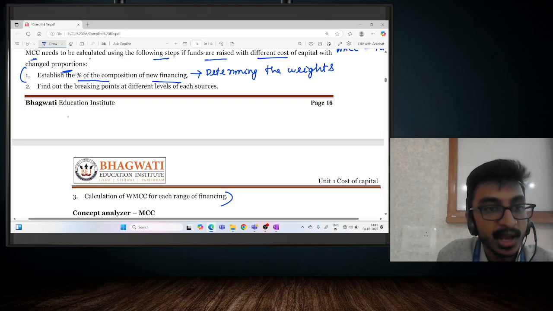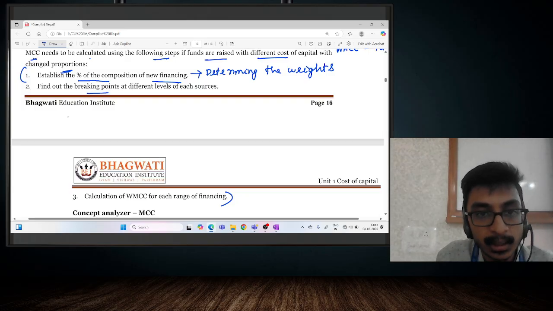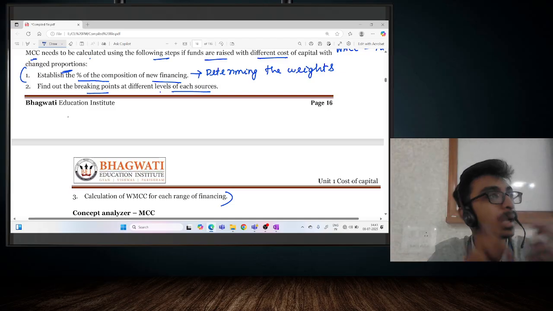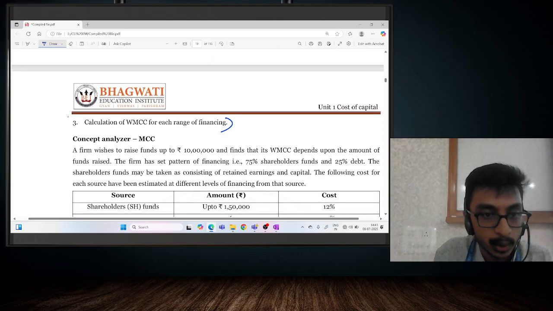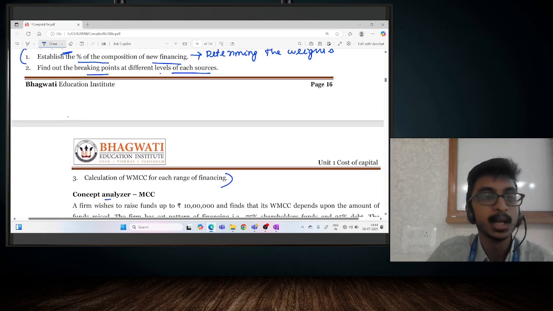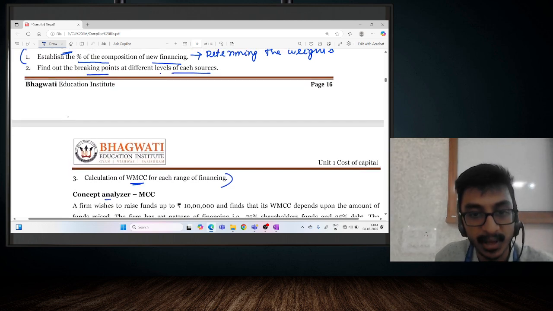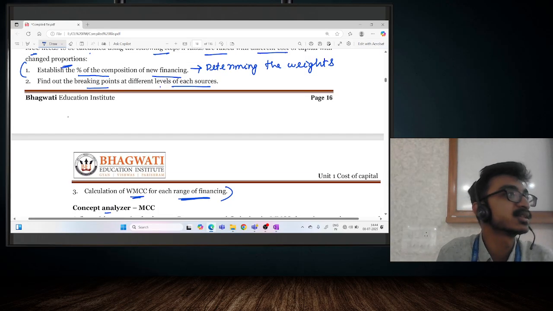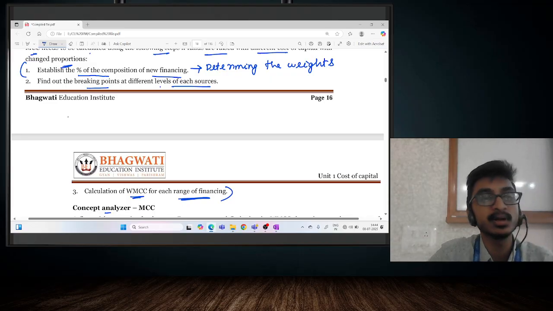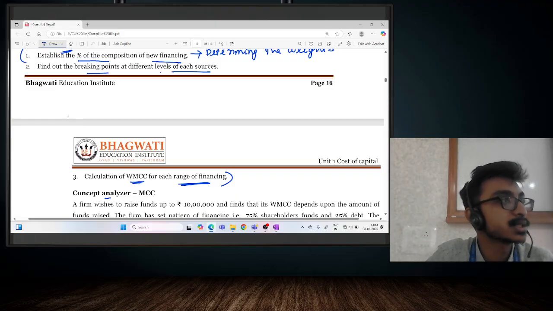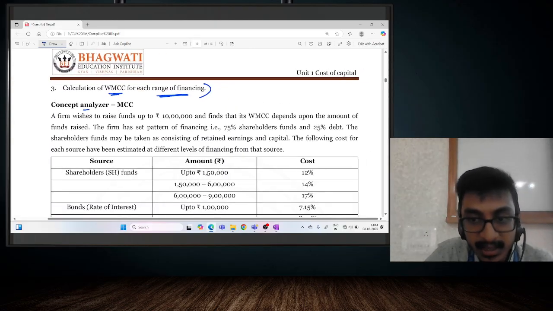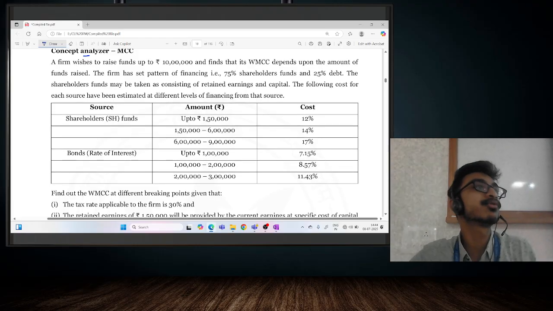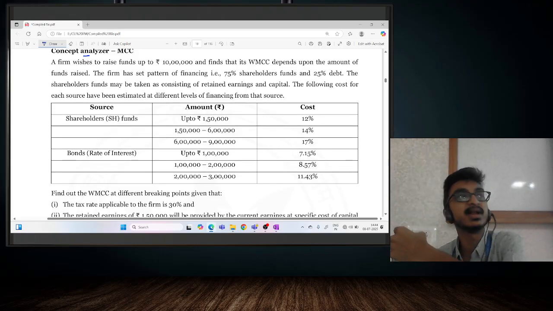Second step, we have to calculate the breaking points at different levels of each source. Now what is breaking point, how to interpret it and how to calculate it, we will discuss while doing the concept analysis. Third step is to calculate weighted marginal cost of capital for each range of financing, right? So first step is to determine the weights. Second step, calculating the breaking points. Third step, we have to calculate the weighted marginal cost of capital. Now let's take this concept analyzer to understand how to calculate marginal cost of capital. But before that, what is marginal cost of capital and when it needs to be calculated.